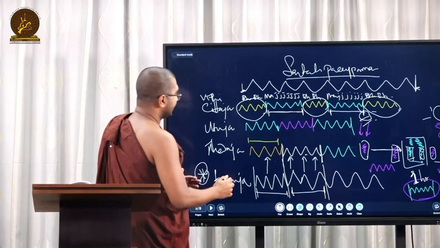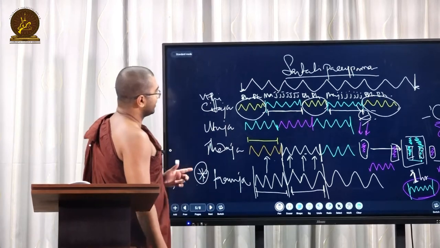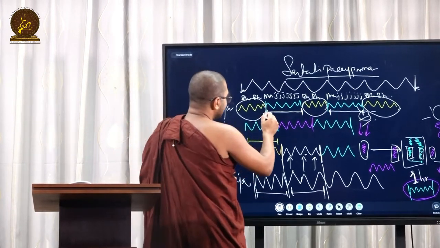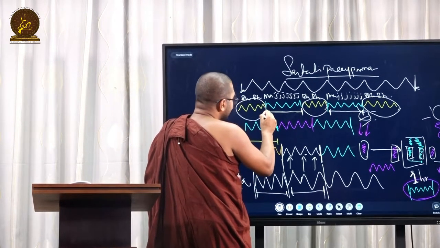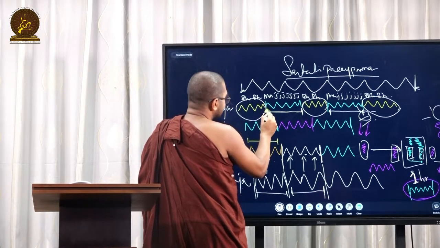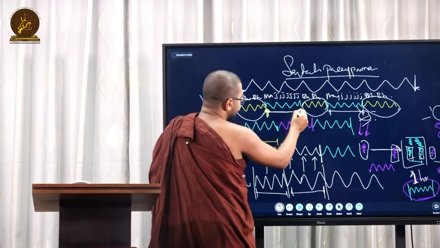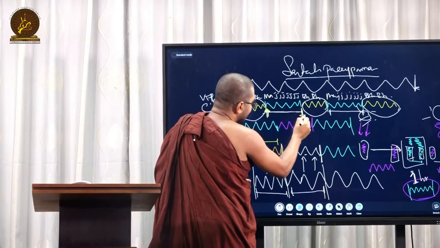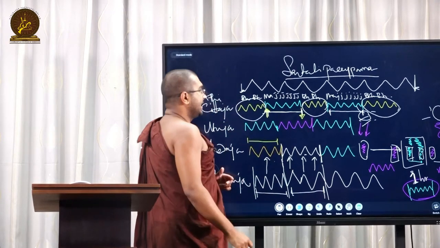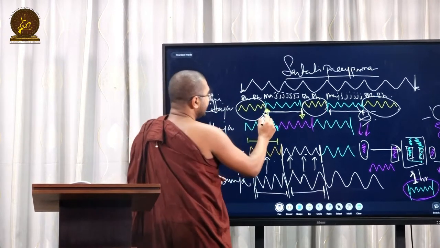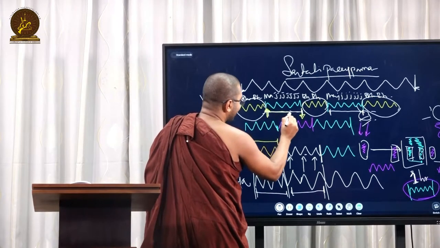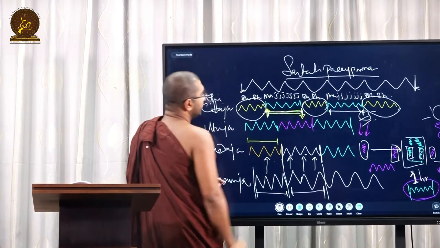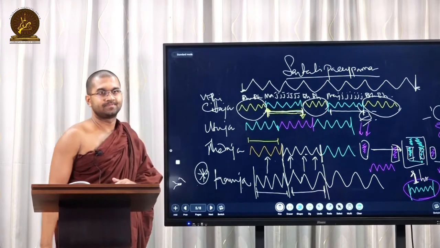Then with regard to Vipassana on Chittaja Rupas, what we are supposed to do is see the rising of the Chittaja process at the beginning of a mind process, and contemplate its passing away at the end of that mind process. So we have to take it as one reality.